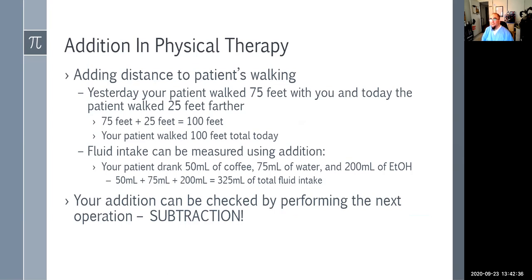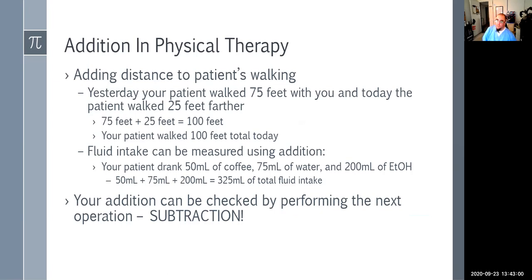ETOH is ethyl alcohol. So if you see that on a patient's chart, get worried. If it says patient has ETOH abuse, that's when you go, oh, great. He's going to be withdrawing on me. Fantastic. So if we want to check how much fluid they took, well, we're going to add all those together. So 50 plus 75 plus 200, and the patient took in 325 milliliters of intake.